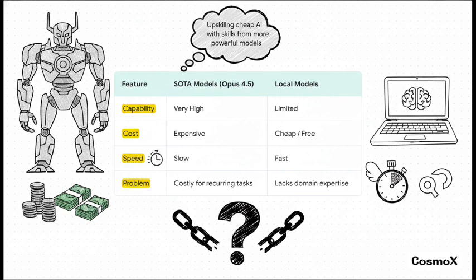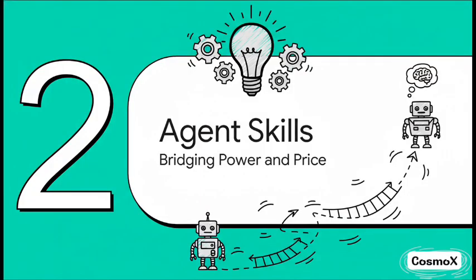Then on the other hand, you've got your local models running right on your machine. They're lightning fast, they're free, but they just don't have that deep, specialized knowledge for the hard problems. It really feels like you're stuck between a rock and a hard place. But this is where a new idea enters the picture. It's an idea designed specifically to bridge that gap between power and price. And we're talking about something called agent skills.